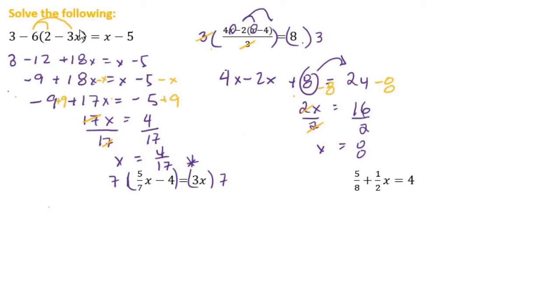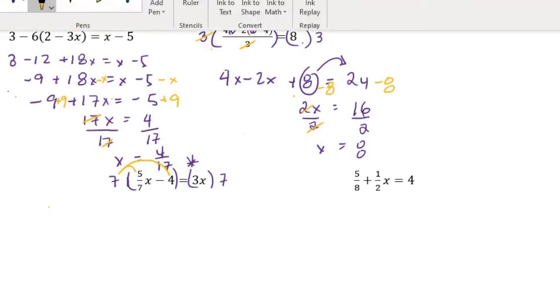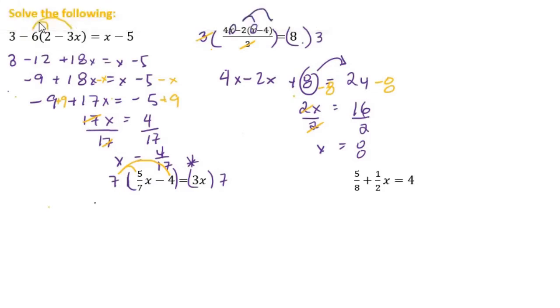Here, the 7 is being multiplied by 5/7 x, but also by negative 4. In other words, be careful that you are using the distributive property. So it might be best if we write it out. We'll take the 7 and multiply it by 5 over 7x, and also multiply it by the 4. So we'll subtract 7 times 4. And on the right-hand side, we have 3x times 7.